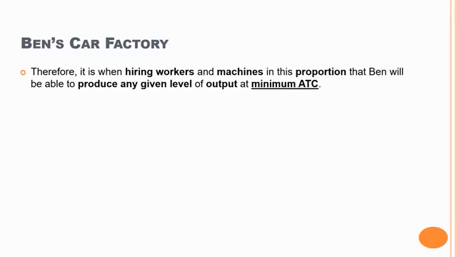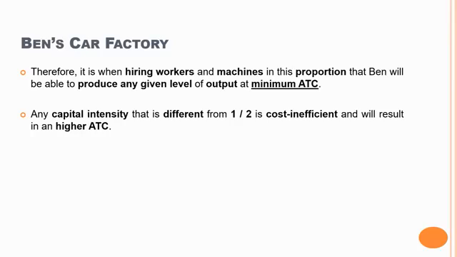Here, I do not mean that we are going to be at the minimum point along the long-run average total cost curve. I just mean that for any given level of output, any value on the horizontal axis, we will produce at the minimum possible average total cost. This is what I mean here. Any capital intensity that is different from 1/2 is cost inefficient. We don't have the optimal input mix. We don't have the optimal combination of capital and labor, and therefore we will produce any quantity of output at an average cost that is not minimized.